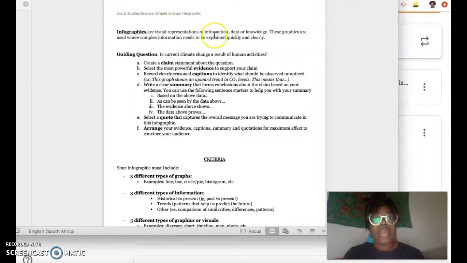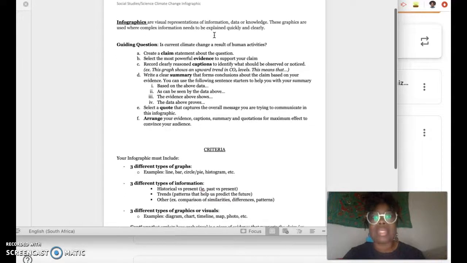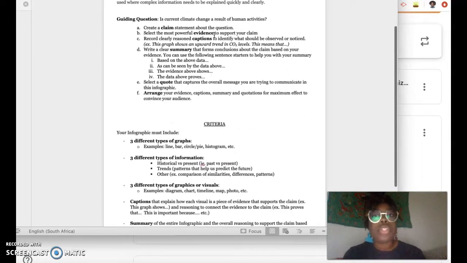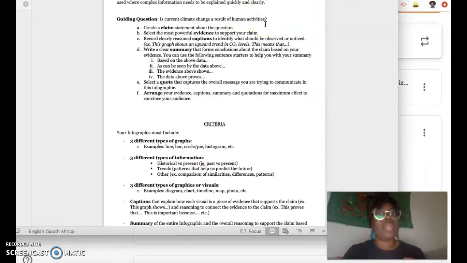All right, so I'm going to go to the infographic instructions here. And you should have a claim statement by now. So is current climate change a result of human activities? Yes or no. So it's either yes, climate change is a result of human activities, and express which human activities contribute to climate change, or no, climate change is not a result of human activities, and you would want to refute that statement by saying what climate change is a result of instead.